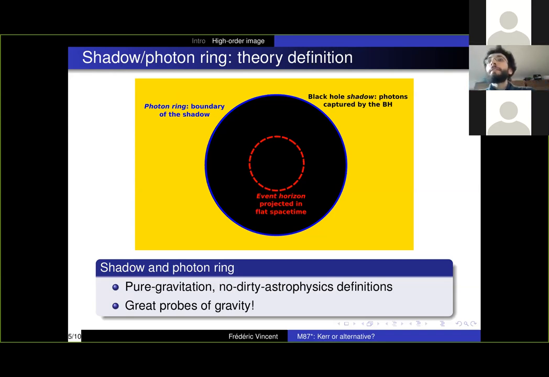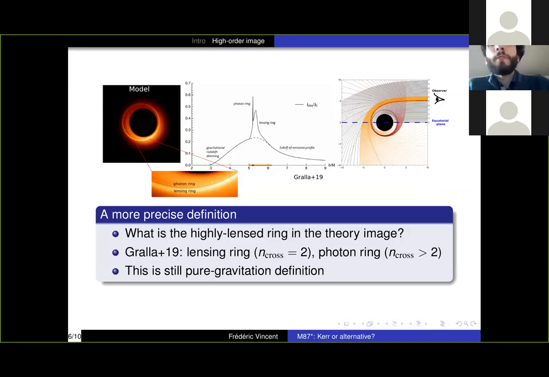So at this point, we have a first definition of a black hole shadow and the photon ring. And it is interesting to realize that both definitions are completely independent of astrophysics. It's pure gravity. And I think this is why this notion, in particular the notion of photon ring, has attracted so much attention, because it seems to be a fantastic probe of the nature of the underlying compact object. So this is the textbook definition. Going one step further, the next step in this direction was proposed in a very interesting paper by Samuel Gralla and collaborator a year ago.